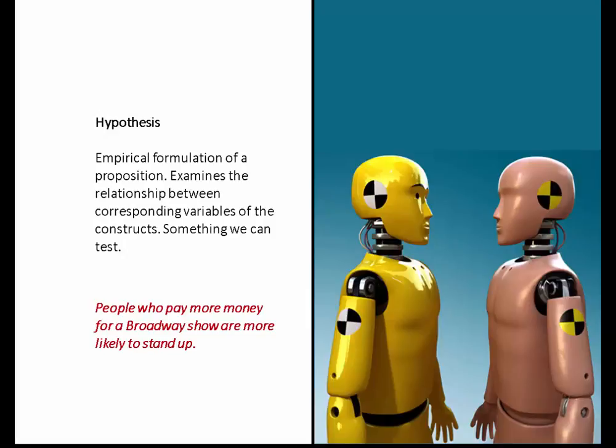And then if you would plug that in, people who pay more money for a Broadway show are more likely to stand up. It's really just plugging in our variables instead of the constant. But you see how our hypothesis is now at this lower level, the proposition is at the middle level, and the theory is above. Yeah?